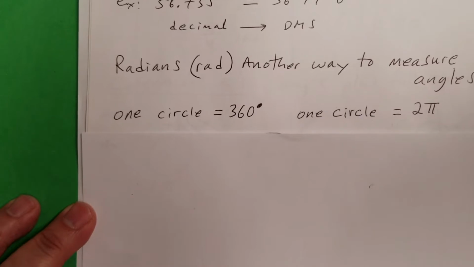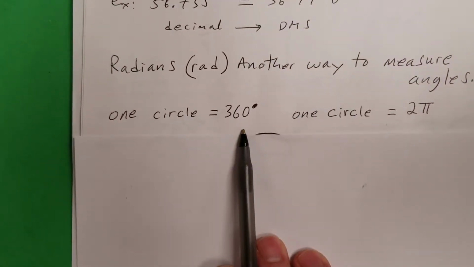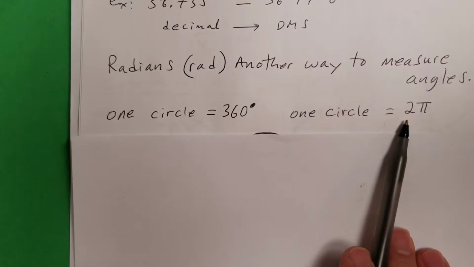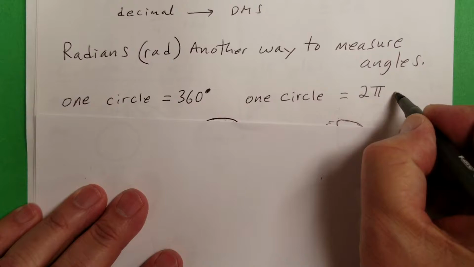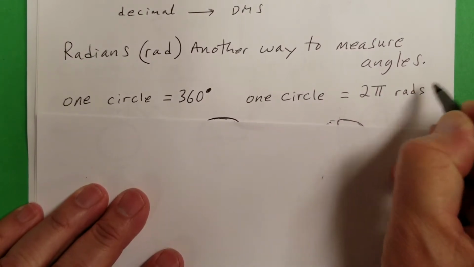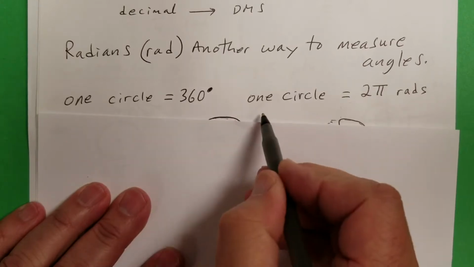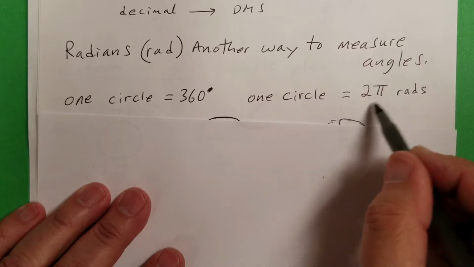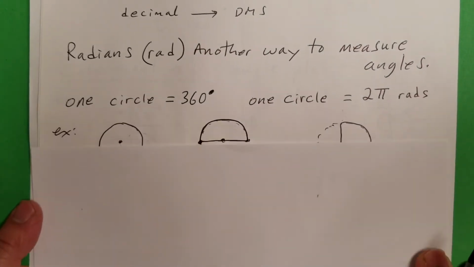So now you know in degrees, one circle is 360. Well, in radians, one circle is 2 pi. In fact, I should have written here radians, right? This is degrees, 360. But if we're speaking the radian language, it's 2 pi. I know it looks funny, but bear with me, and you'll catch on.